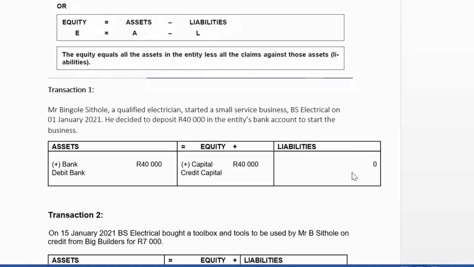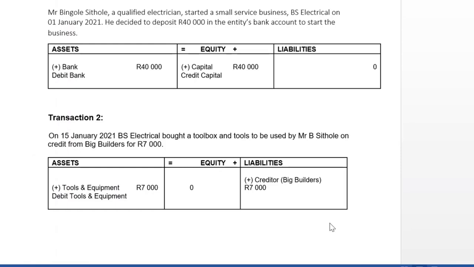The second transaction is on the 15th of January, 2021. BS Electrical bought a toolbox and tools to be used by BS Electrical on credit from Big Builders. The question is, what is the toolbox? Those toolboxes are assets that he's going to be using to generate income for his electrical business. So he bought an asset for 7,000 Rand, which is tools and equipment. And he bought that on credit.